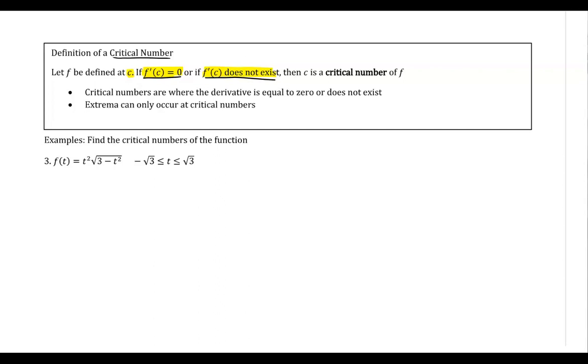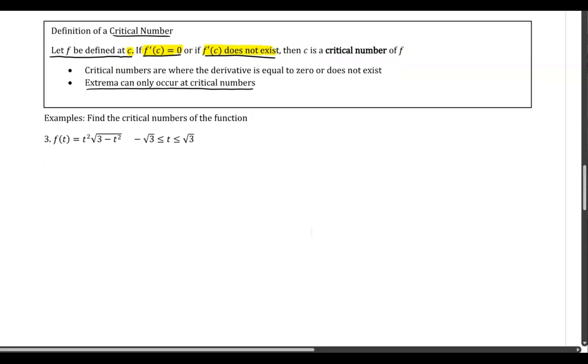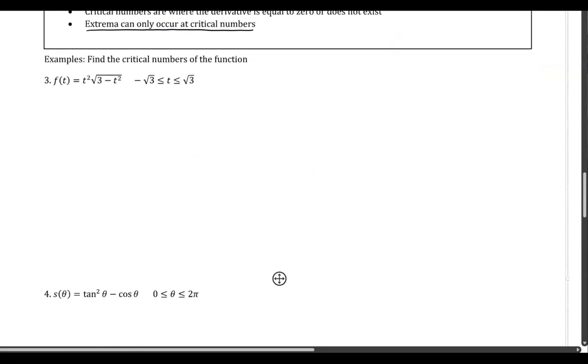Those are the two conditions that we have in order to be a critical number. Well, really the three conditions. It has to be in the domain of the original function, and the derivative can equal 0 there, or it cannot exist. We've already discussed how extrema can only be happening at critical numbers. So here in example 3, we're being asked to find the critical numbers of this function on this particular interval, so we don't want to choose any numbers that go outside of that interval.